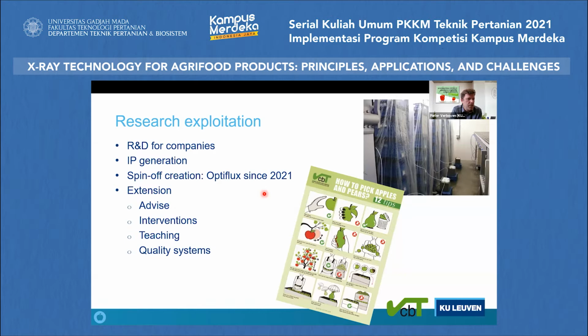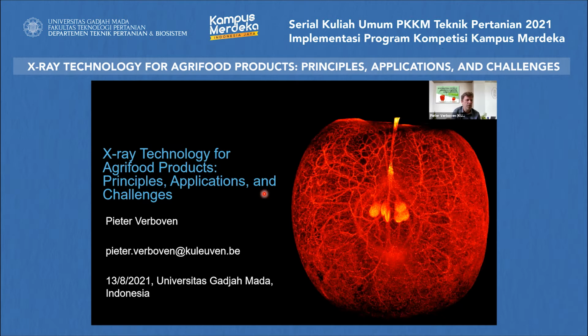And we do a lot of extension together with growers and farmers, where we give advice to them about what kind of packaging to use, what kind of storage conditions to use, etc. We also do a lot of interventions. When things go wrong, we go into the field and try to solve the problem with them. We do teaching through workshops and so on, and we provide quality systems like this leaflet that you see here. We try to establish ways that the product quality is assured throughout the whole process of producing fruit and then afterwards keeping them well. So that's a little bit in short term what we do at KU Leuven.